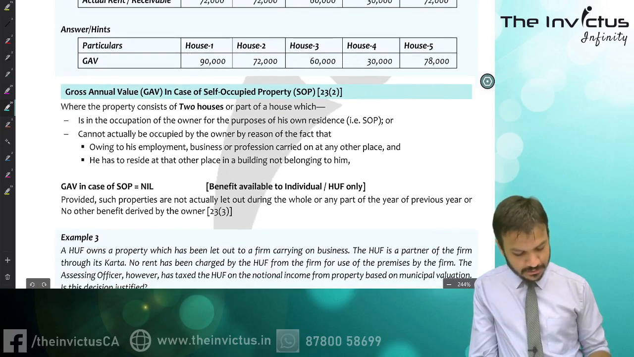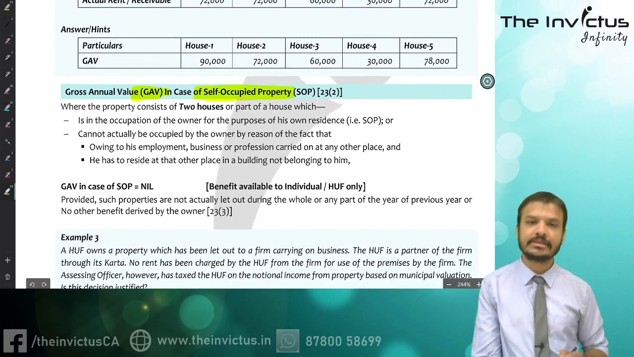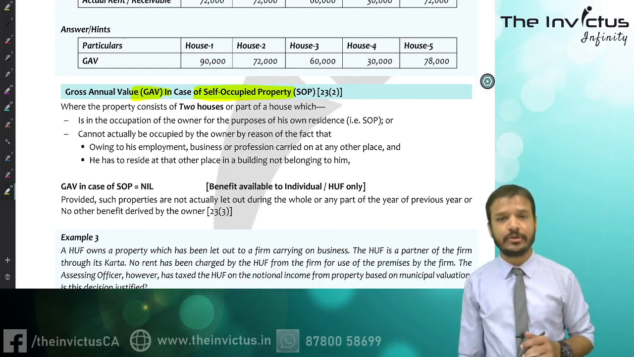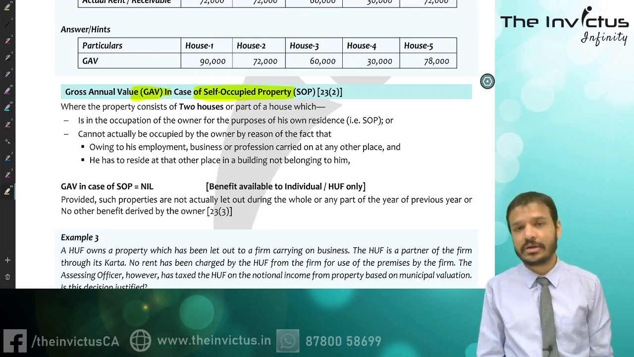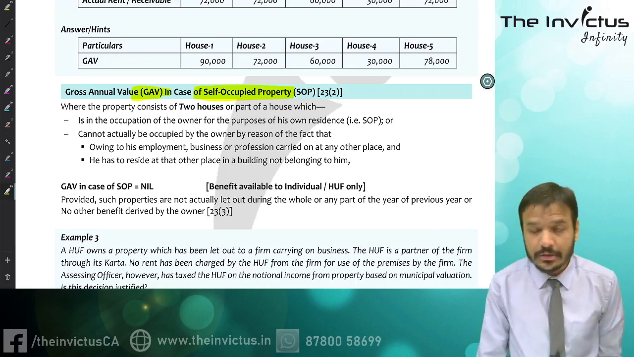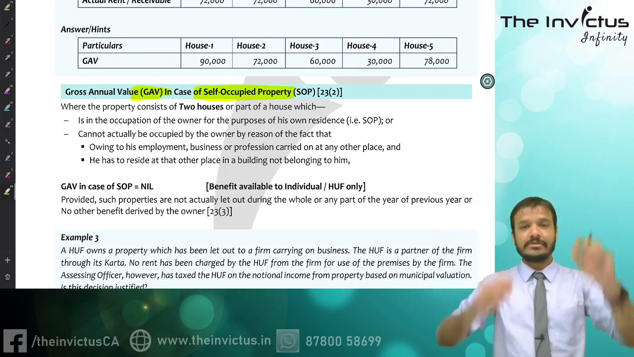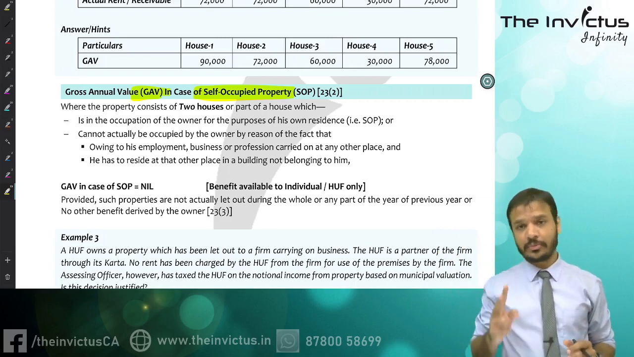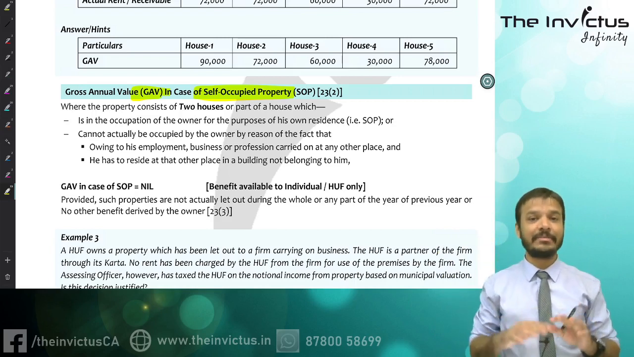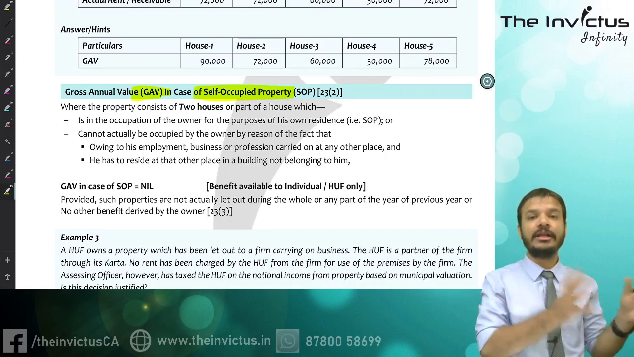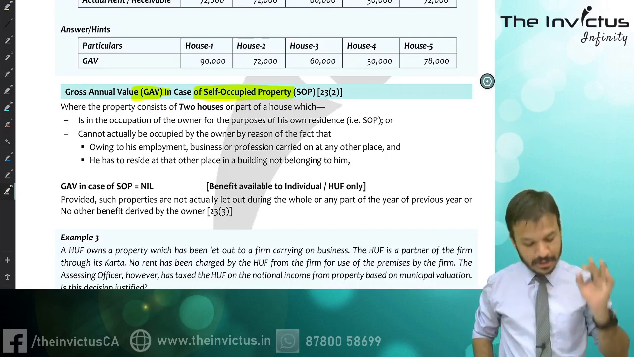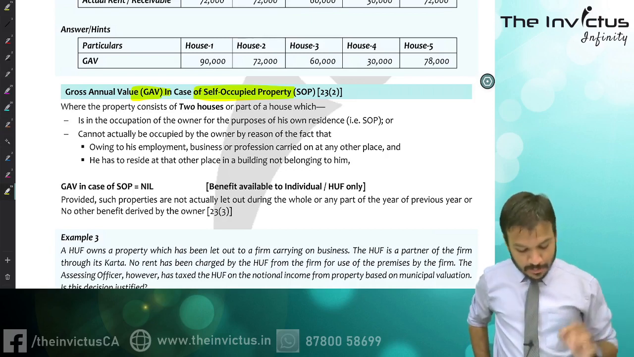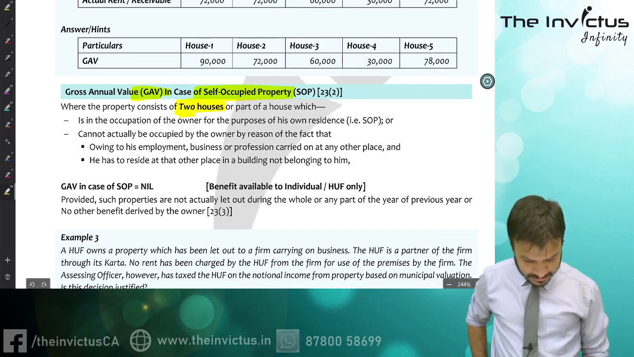GAV in case of self-occupied property, as we have already discussed. Self-occupied property means a property which is used by the assessee for its own residential purpose. Now, as I said, I can mention only two properties as self-occupied property, and the remaining property, if it is not actually let out, we can say is deemed let out property. Correct? Let's go. Where the property consists of two houses.